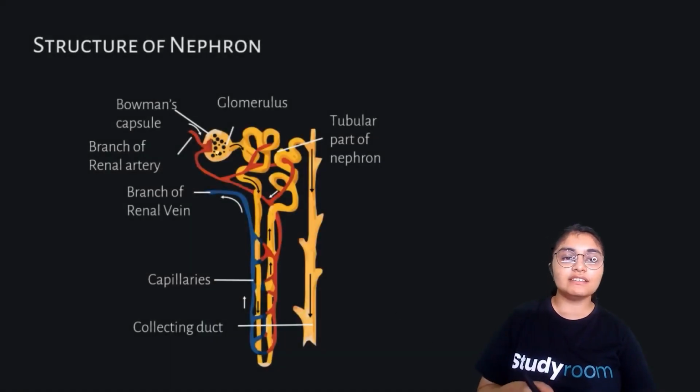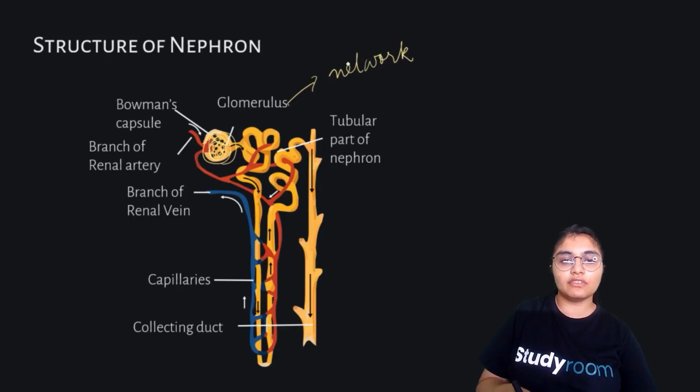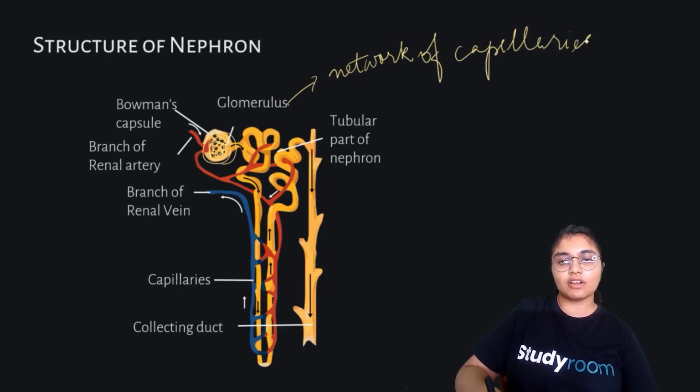As you can see here, as we discussed before in the structure of the nephron, we have the Bowman's capsule here. This is the Bowman's capsule. Okay, this is a glomerulus. This is a network of capillaries. Glomerulus is basically the network of blood capillaries.